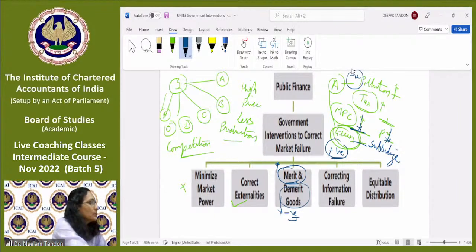Absolutely, cryptocurrency. Absolutely right, Shiva. I just told you, Pooja, why positive externality leads to market failure.